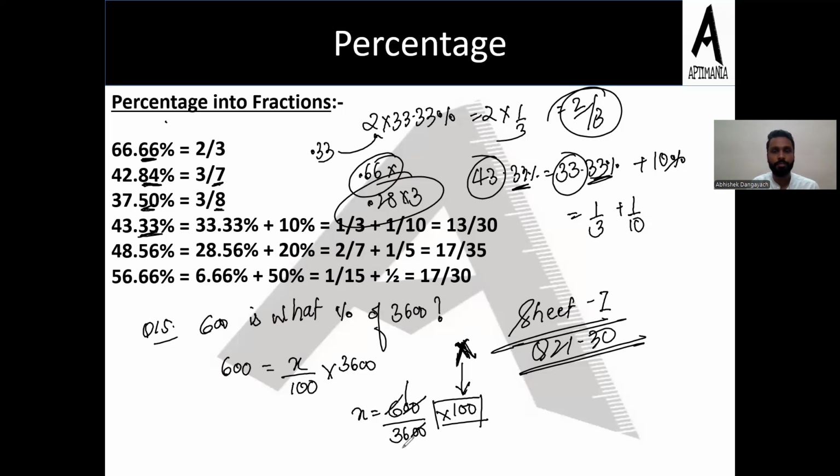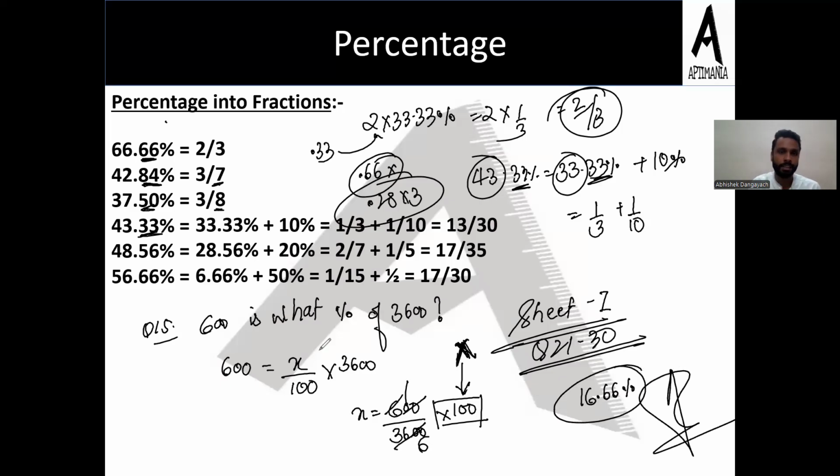Cancelling the zeros, I'll have 1 by 6. If you remember, the value of 1 by 6 that you remembered just now is 16.66. You have got the answer. That's it. You only have to form the fraction 600 upon 3600. Directly you will get the answer. Please try to apply the same on question number 11.